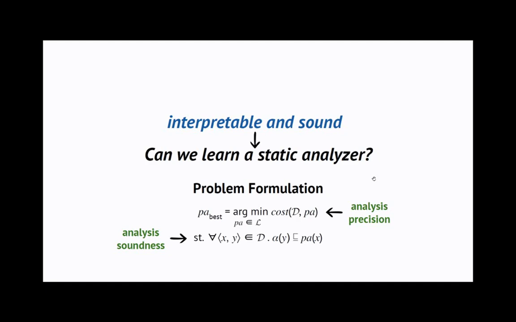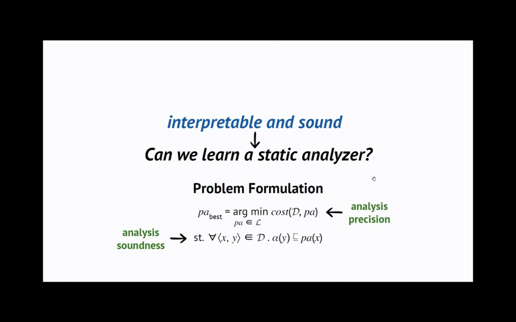And to be sound, we have to be clever about formulating the problem. We have a first term, which is standard in machine learning, which says let's try to find an analysis that minimizes some cost over the data set. But then we have a requirement which says we want to find this analysis subject to the fact that for all the training examples in our data set, the analysis is actually correct. So we define soundness with respect to our training data set. We will not try to formally verify the analyzer.